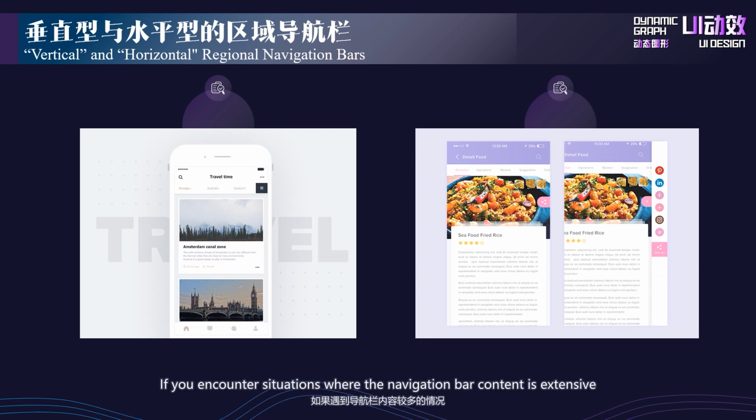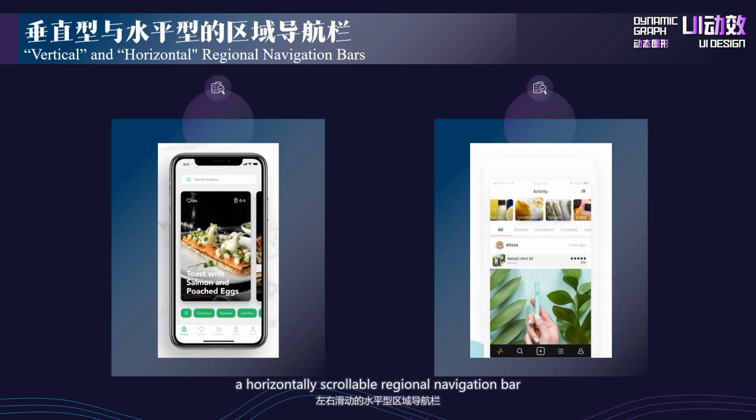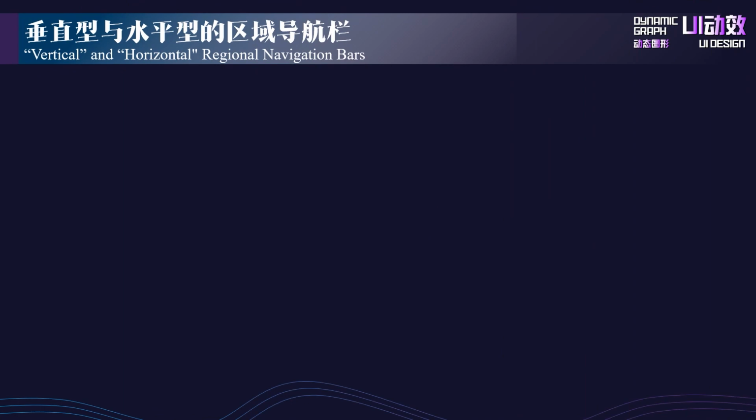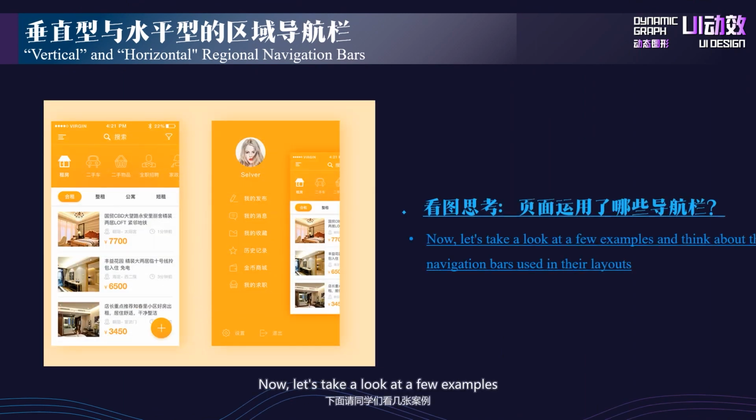If you encounter situations where the navigation bar content is extensive, you can consider using a regional navigation bar with an accordion-style design to save space, or incorporate a horizontally scrollable regional navigation bar. Alternatively, you can combine global and horizontal regional navigation bars to provide a clear understanding of the hierarchy. Now let's take a look at a few examples and think about the navigation bars used in their layouts.